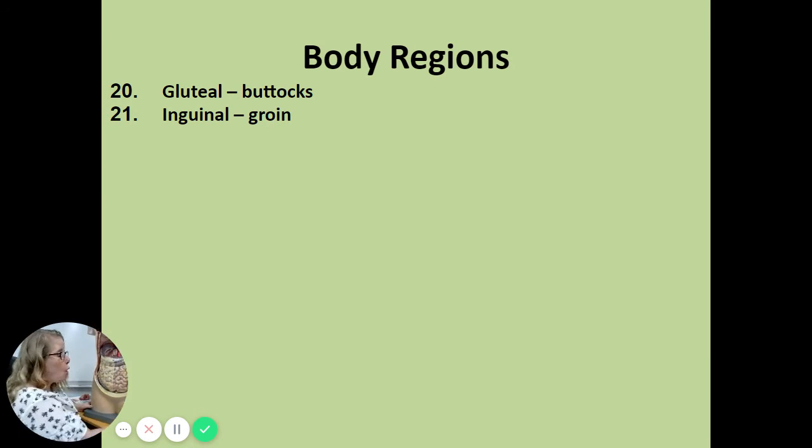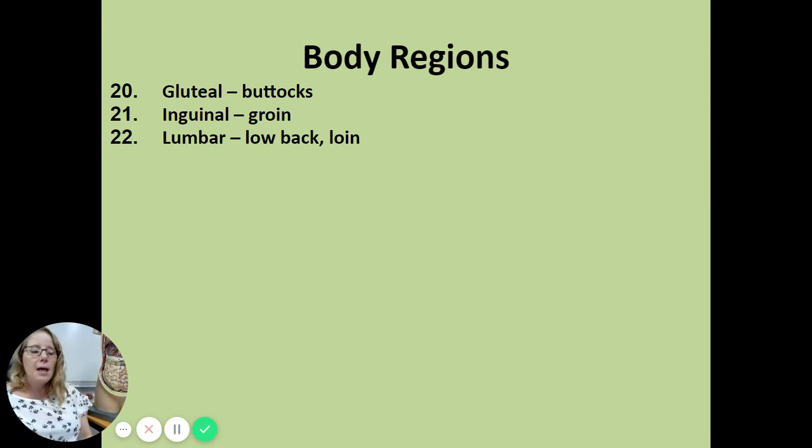Inguinal refers to the groin. So the groin, where the leg meets your abdomen here, this is inguinal. And you may have noticed when you're getting a physical, the doctor may check here. What they're checking for is hernia, inguinal hernia. They're really just feeling to see if any of the intestines have poked through the muscles, and you can see that here. That's an inguinal hernia.